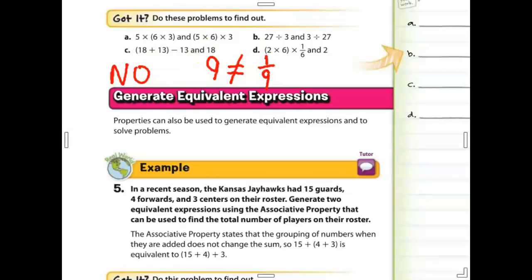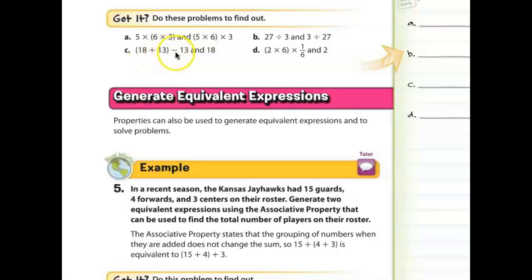All right, so let's go ahead and look at 18 plus 13 minus 13 and the number 18. Are those two things equivalent? Let's check that out. Okay, first off, we know that we can actually write subtraction problems as addition problems. We can actually add a negative, change the subtraction problem into a negative. So this would be 18 plus 13 plus negative 13.